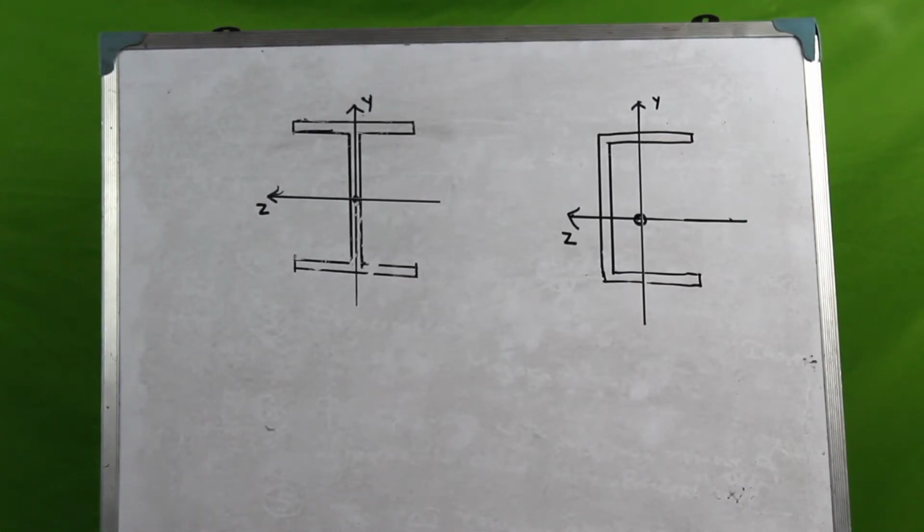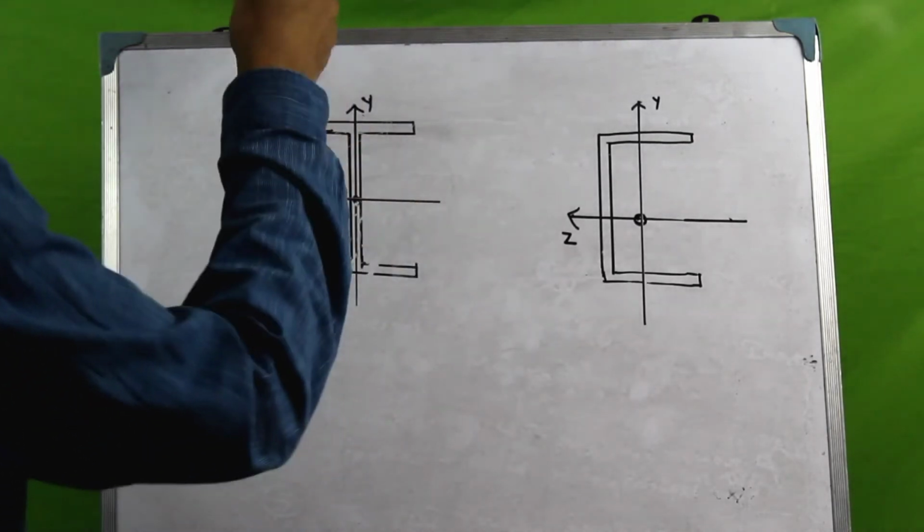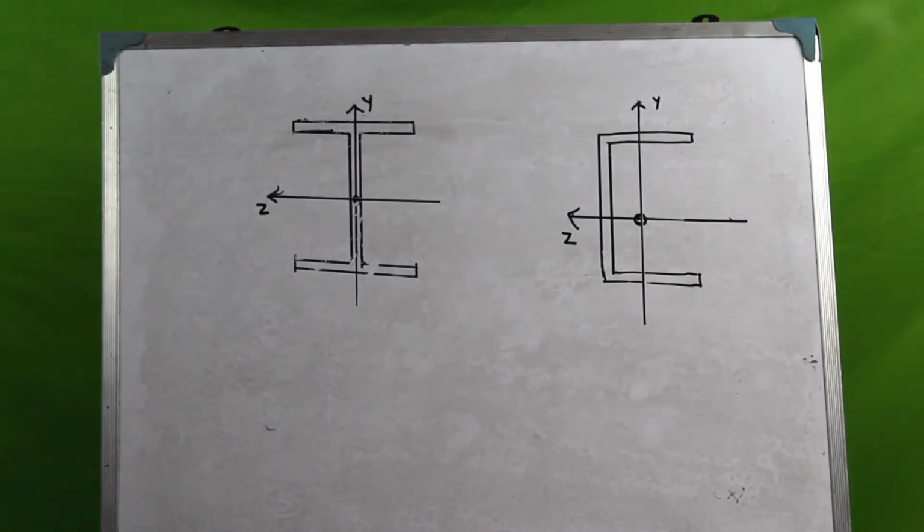Now, consider a doubly symmetric section like an I section. In this case, both of these axes that are depicted here are axes of symmetry. Since there are two axes of symmetry, we call this a doubly symmetric cross section. For a doubly symmetric cross section, it is very clear that both the axes of symmetry would represent the principal axes of inertia.